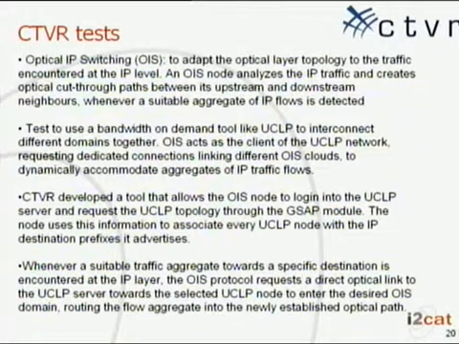And basically, whenever a suitable traffic aggregate towards a specific destination is encountered, the system was establishing a direct connection to the UCLP system by means of the Glimmer glass box. So basically, we were switching from the router, instead of going to the IP network directly, to the IP switch.